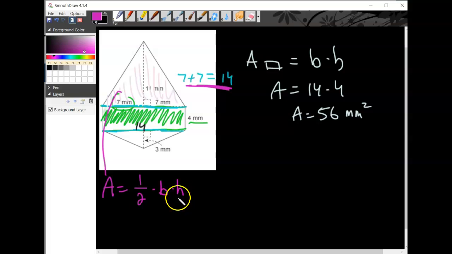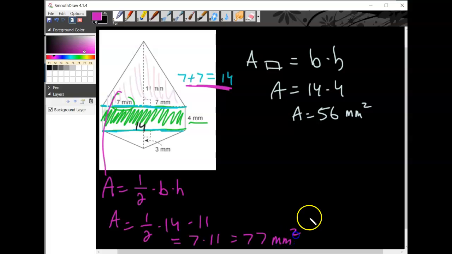Sorry, I covered it up a little bit there, but the area is going to be 1/2 times 7 plus 7, which is 14, times the height of 11. Okay, half of 14 is 7. So that's going to equal 7 times 11. 7 times 11 is 77. So 77 millimeters squared for that whole big triangle up there.